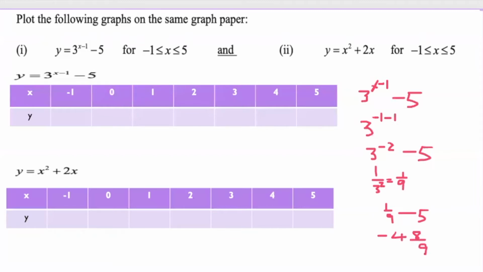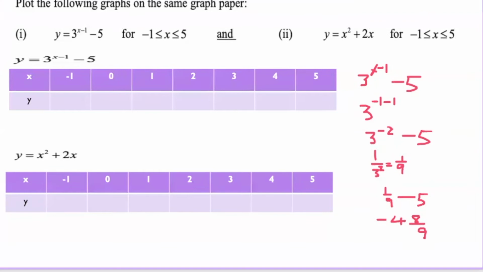You can now calculate this. So you'd have 1 over 9 minus 5. You can also have it as a decimal, which is -4.9. So for -1, I'll have -4.9.